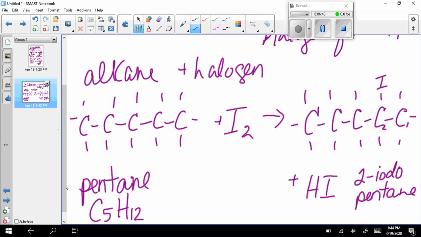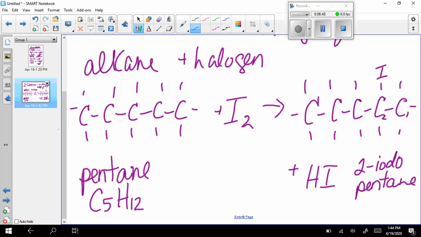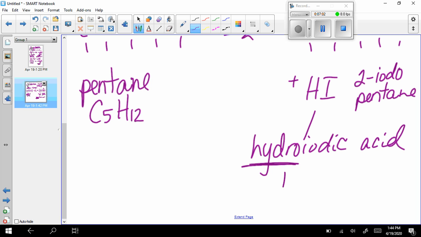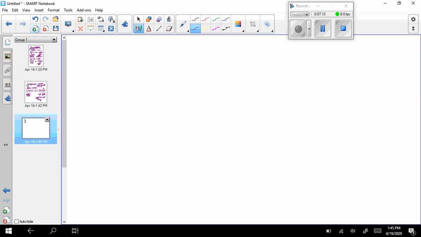And HI would actually be hydroiodic acid. Now that we know how to name acids, we can name that one too. Hydroiodic acid. And if you're not sure, you go to table K where it lists the acids, and because it's a binary acid, which means it only has 2 parts, you put hydro in front of it, iodic for the iodine, and acid as a last name. All right, we are moving on to number 3.